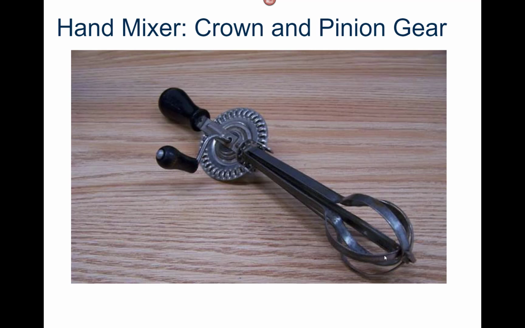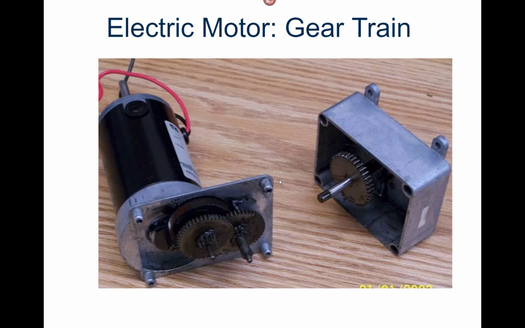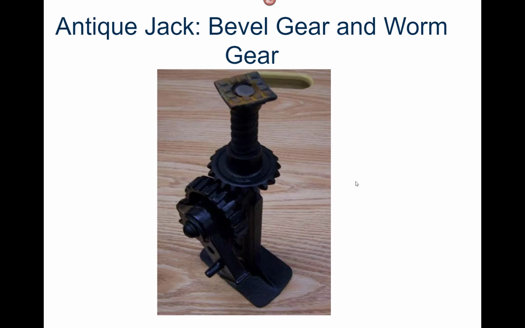The hand mixer. This has a gear type that is known as a crown and pinion. The electric motor. This has several gears that work together. This is called a gear train. The antique jack has a bevel and a worm gear.